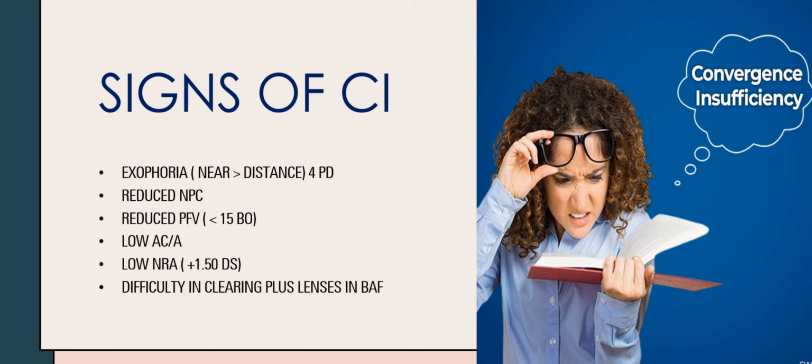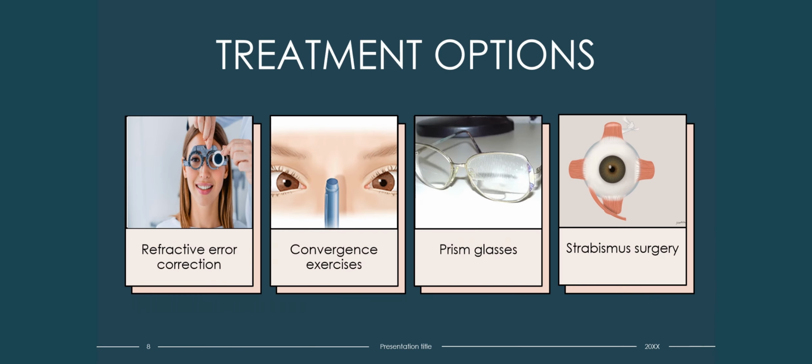When we add plus lenses, it tends to increase exophoria and demand on already compromised NPC, thereby showing less NRA values, and for the same reason they have difficulty in clearing plus lenses in binocular accommodative flippers. The treatment options include correction of refractive error, convergence exercises, prism glasses, and as a last resort, strabismus surgery is also considered.